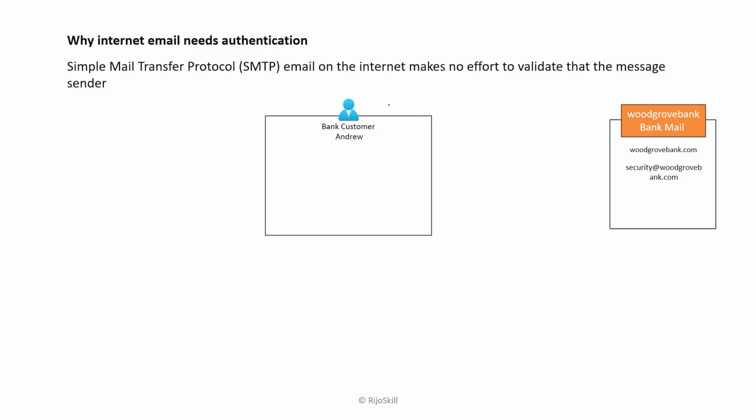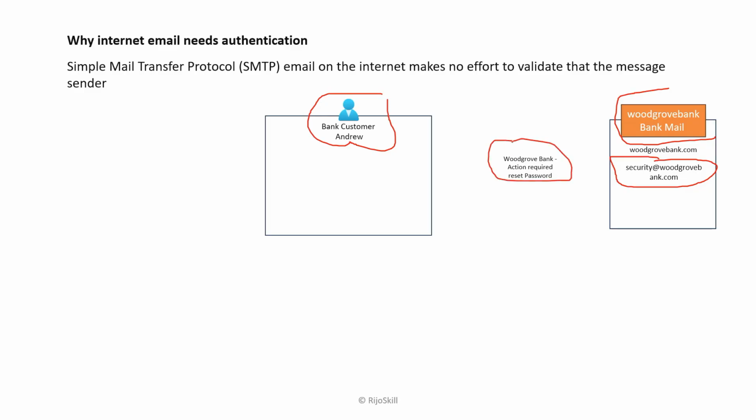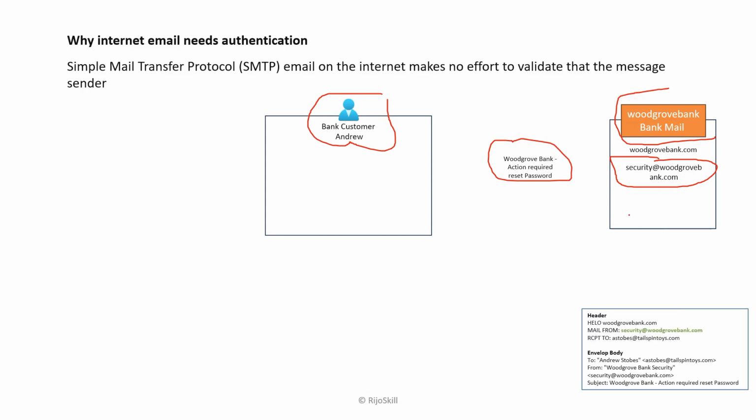Here you can see one of the bank customers, Andrew, and this is the bank's email system. They have the email address security@woodenbank.com. One day they needed to send customers a Wooden Bank action record for resetting the password, so they send this information to all the customers. You can see the email header woodenbank.com, hello from Wooden Bank, mail from security@woodenbank.com, recipient Andrew, and the envelope body with all the information.